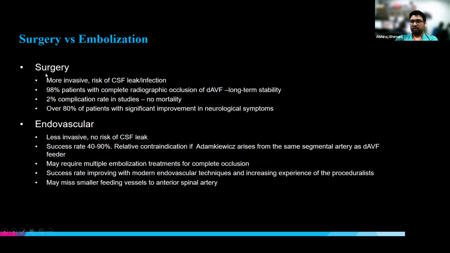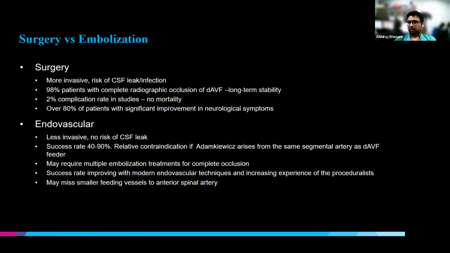But as you discussed, surgery is technically more invasive, and there is a risk of CSF leak and an infection. However, over 98% or even higher of patients have complete radiographic occlusion of the dural fistula, and most of them do not have any long-term recurrence. There was a 2% complication rate shown in a lot of studies with no mortalities, and 80% of the patients have a significant improvement in the neurological symptoms. Endovascular is less invasive, and obviously avoids things like a CSF leak. However, the success rate has been widely varying between 40 and 90%.